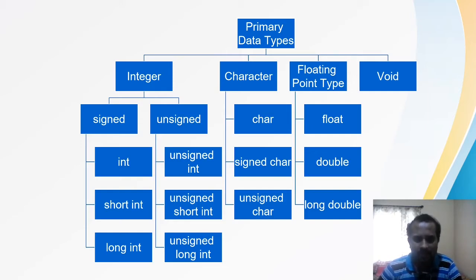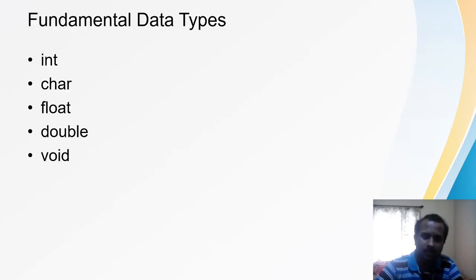Signed and unsigned, it can be again divided into integer, short int, and long int. And again, on the other hand, we have the unsigned int, unsigned short int, and unsigned long int. So fundamental data types that is available with you, that is integer, int, char, float, double and void. They are the fundamental data types.